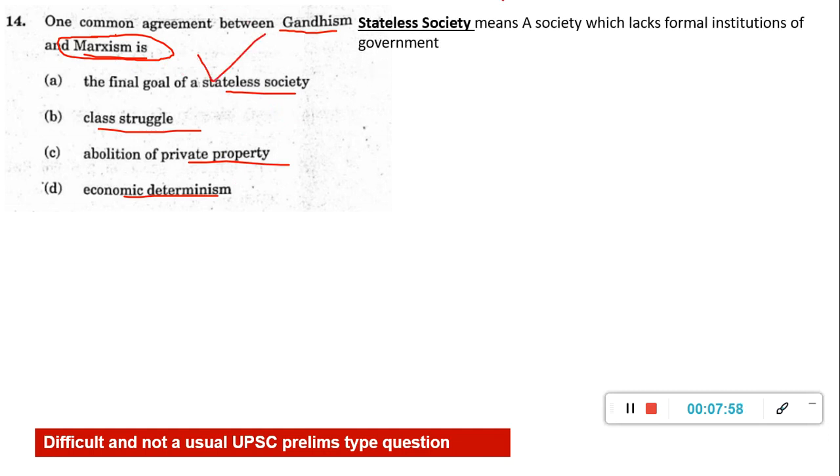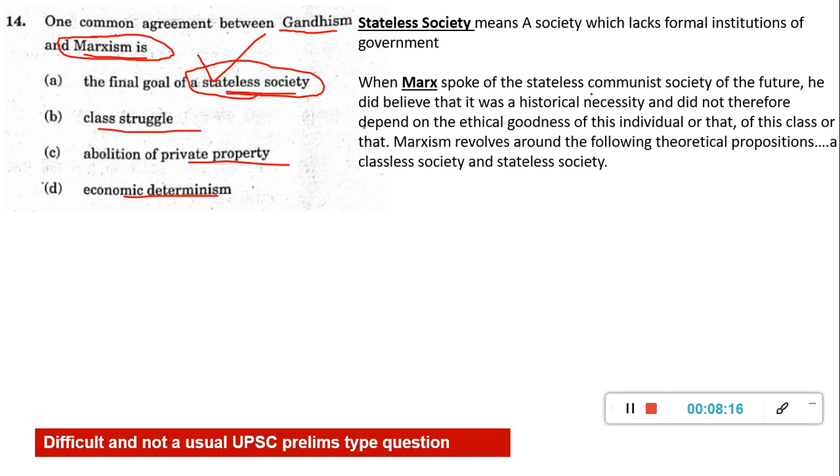So now when I Google, I am getting this kind of information. This is not my own material, it is all Googled. So first, what is a stateless society? For your next year, maybe you will need it. A society which lacks formal institutions of government is called a stateless society, meaning there is no formal control or formal institution of government. Now, what did Marx tell? When Marx spoke of the stateless communist society of the future, he believed it was a historical necessity and did not depend on the ethical goodness of this individual or that class. So Marxism revolves around theoretical propositions like a classless society and a stateless society. So Marx has told many things about a stateless society.